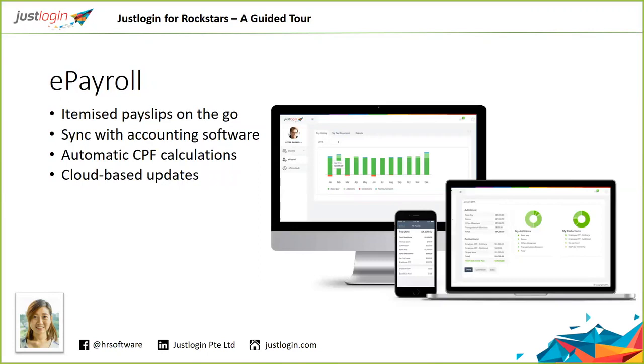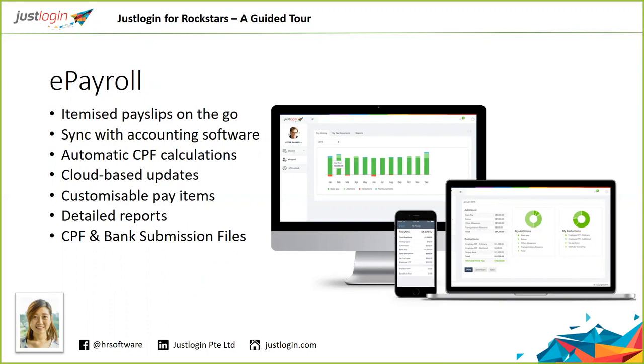For JustLogin, we will centrally update all the government statutory changes, and you will just need to be informed. As an admin, you can also customize your pay items, the name and the type, whether it is CPF payable, and whether it is active or inactive. You can do the configuration. We also have a wide variety of reports, over 20 reports, that you can make use of.